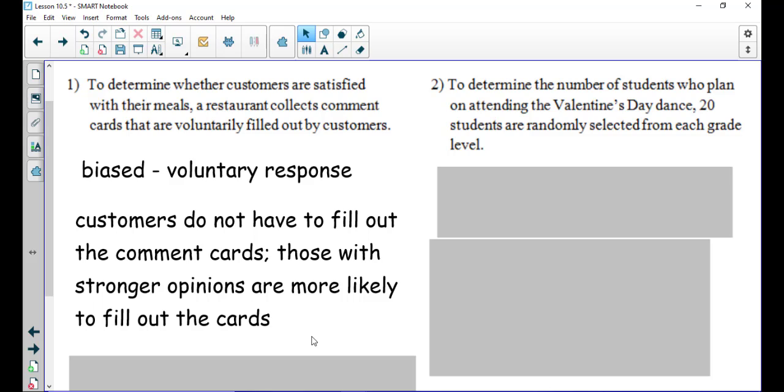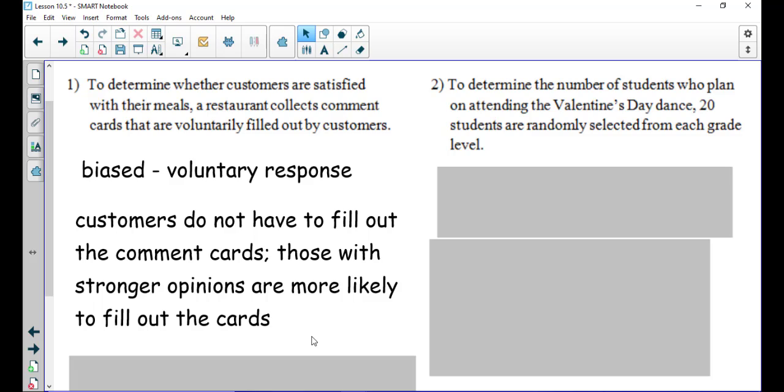But we also have recognized that those with stronger opinions are more likely to fill out those cards. So either people who absolutely love the restaurant or people who had a really bad experience. And we also want to get opinions and information from people who kind of run in the middle there. They may not love the restaurant, but they may not have had a bad experience either.